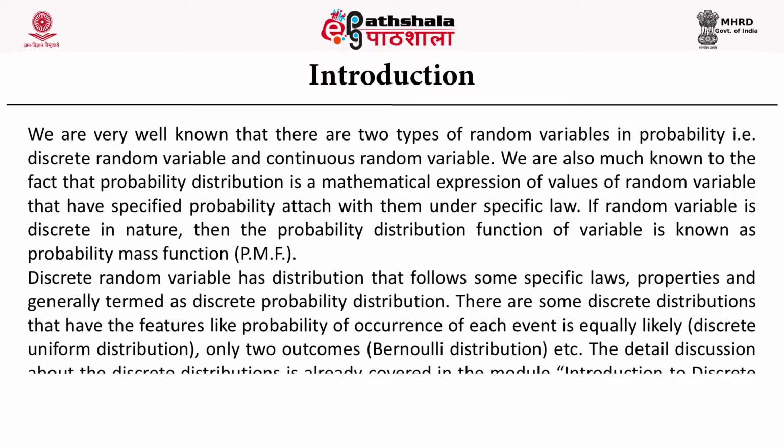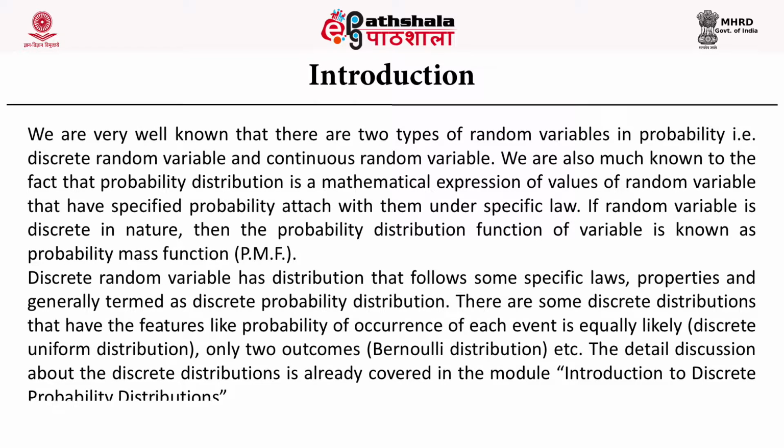There are some discrete distributions that have features like the probability of occurrence of each event being equally likely, the discrete uniform distribution, or only two outcomes, that is the Bernoulli distribution, etc. The detailed discussion about the discrete distributions is already covered in the module Introduction to Discrete Probability Distributions.